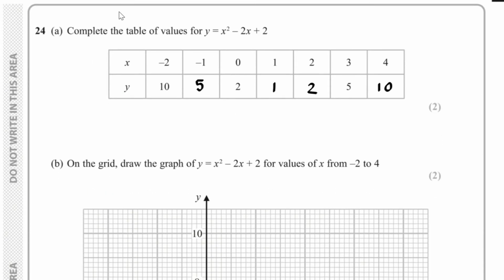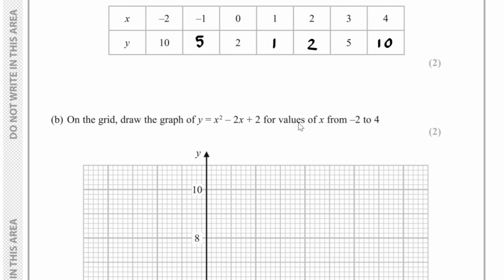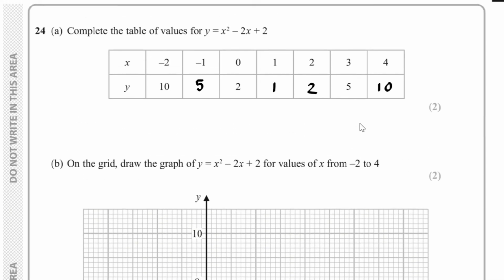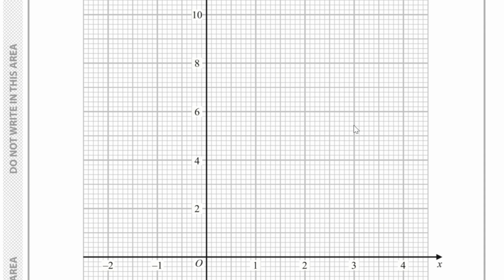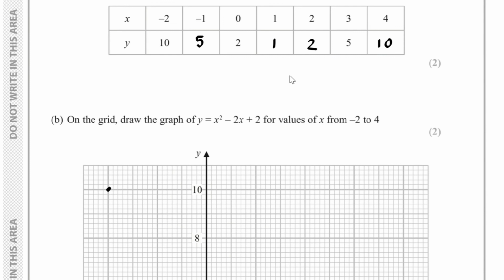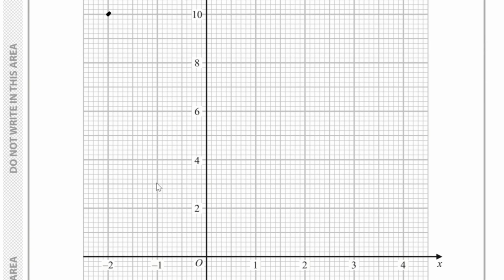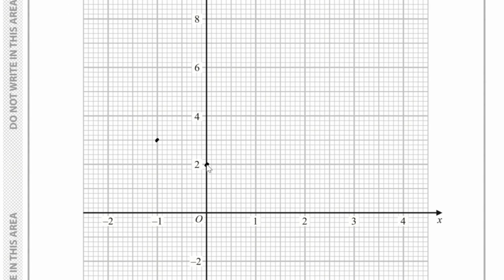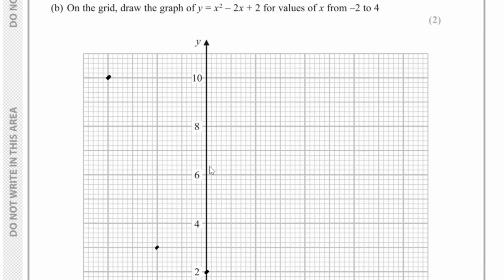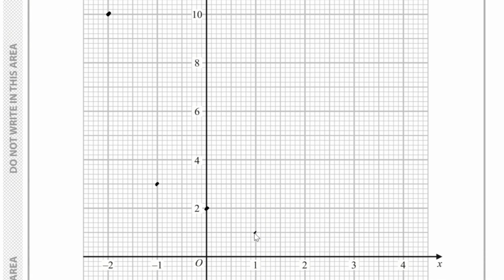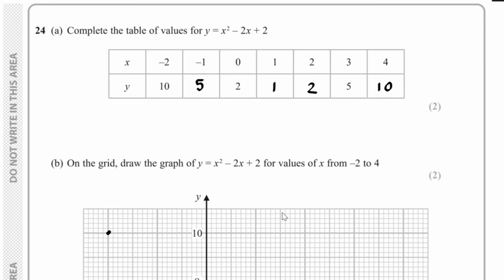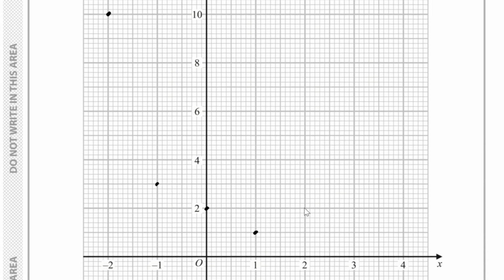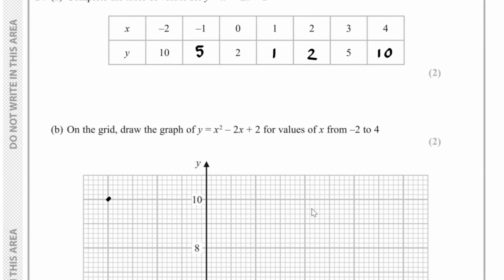And then for part B, we have to draw this grid from -2 to 4. First of all, we need to plot the points. So here we have -2, 10. Then we have -1, 5. So that is over here. Then we have 0, 2. Then we have 1, 1. And then we have 2, 2. And then we've got 3, 5.